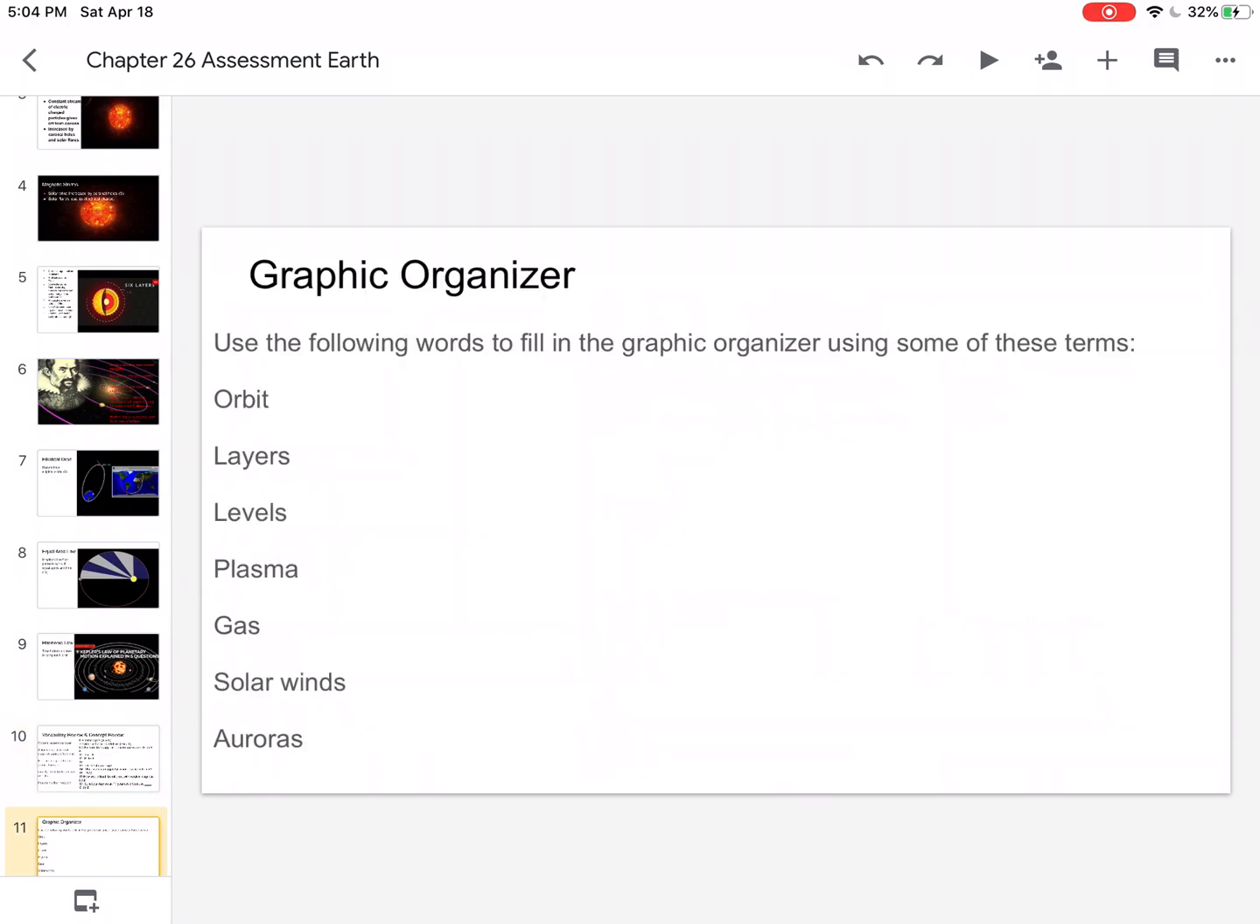So the graphic organizer: use the following words to fill in the graphic organizer using some of these terms. Again, I've given you the terms that go into those circles on the graphic organizer, but you just have to figure out where they go. And then I put one or two of them in there that don't belong, so you'll have to eliminate those two. Okay, I think it won't be that bad.